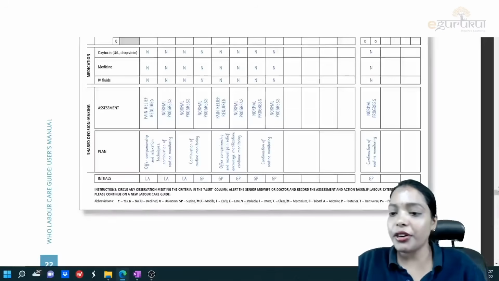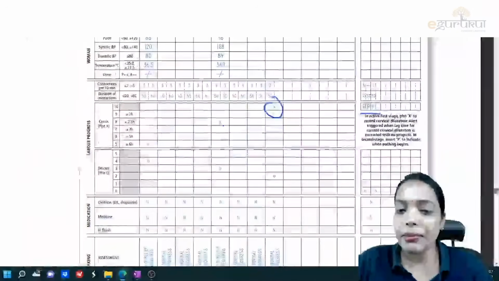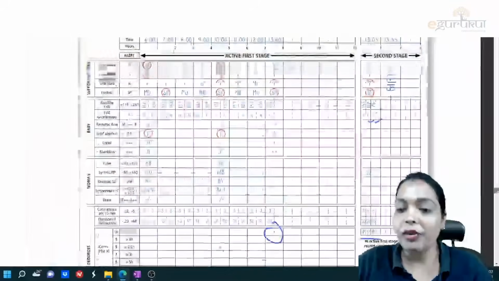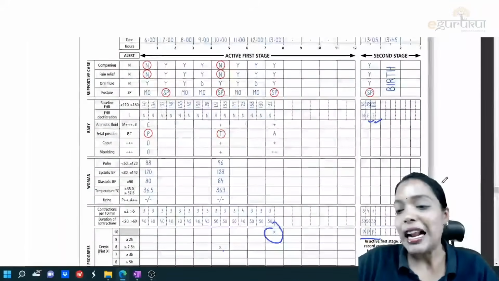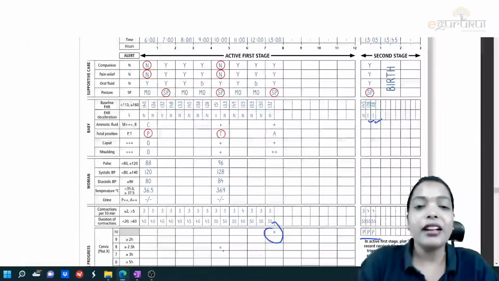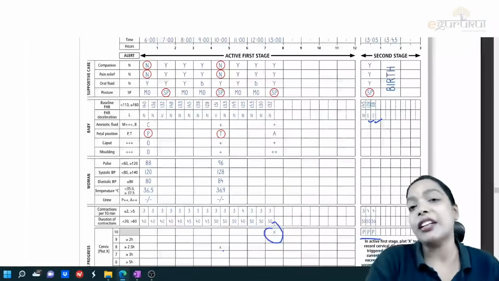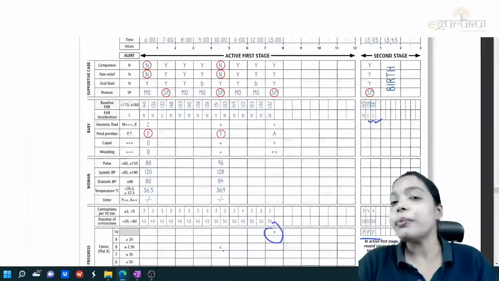So this is how we are going to interpret the labor care guide. I hope you all understood. So it is a pretty simple way of interpreting and simple way to write and simple way to understand also for every level of healthcare provider, right? So this is regarding the labor care guide, and these are the updates which we have in the labor care guide. So I compile the updates again.